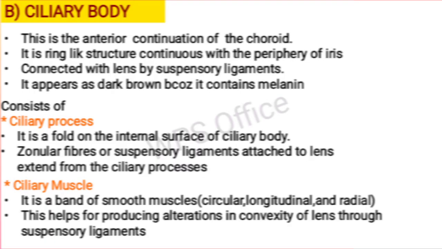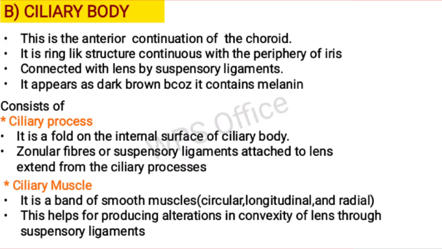And the next part is the ciliary body. So we know that the ciliary body is the anterior continuation of the choroid. So anteriorly, the ring-like structure we see is the ciliary body. It is dark brown in color because it contains melanin producing cells like melanocytes. And its main parts: the ciliary body contains two parts, that is the ciliary process and the ciliary muscles.